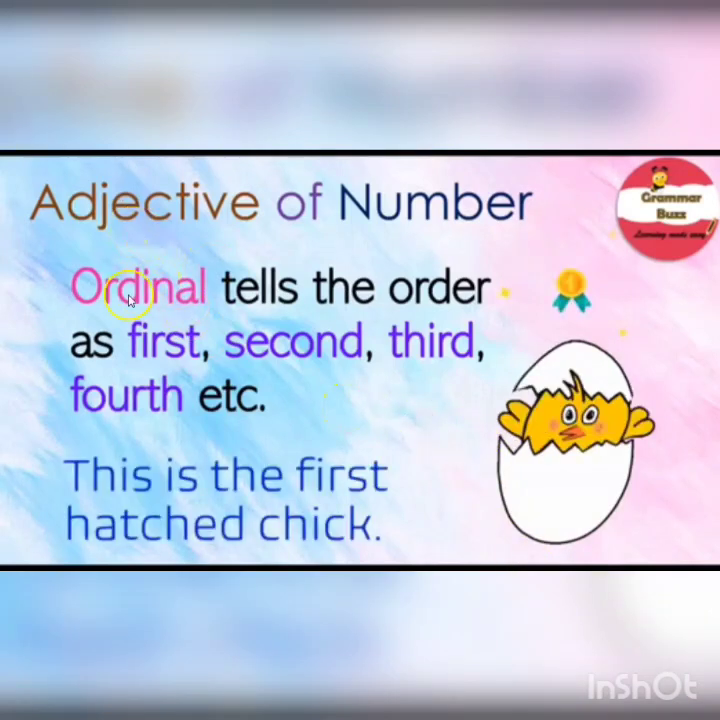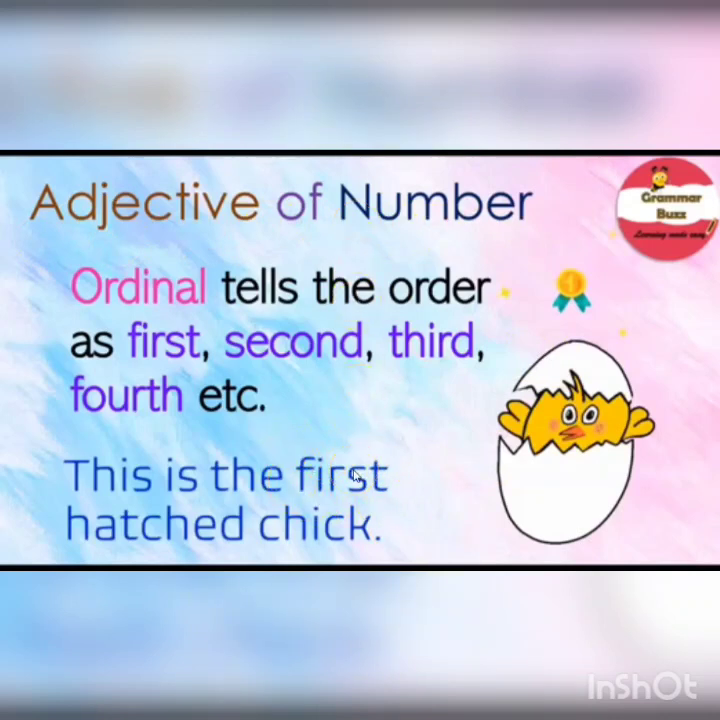Okay. Ordinals. Now what is ordinals? Ordinals tell the order, like the first, second, third, fourth, etc. So this is the first hen chicken. This is the example. What is the adjective of number here? That's right, it is first.